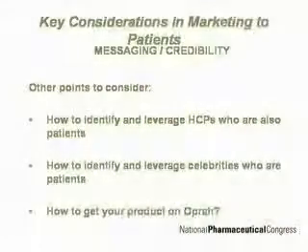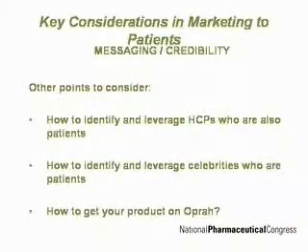Other points to consider. How to identify and leverage healthcare professionals who are also patients. If you've got a successful patient who's a doctor, how do you use them? They're gold. Same with the pharmacist. They can say anything to other patients and to consumers. You've got it made there. How to identify and leverage celebrities who are on your product. You've seen some of these cases work extremely well. And then how to get your product on Oprah. That's the ultimate. If you can get your product on Oprah, you've got to get a patient who Oprah likes, and you've got it made.